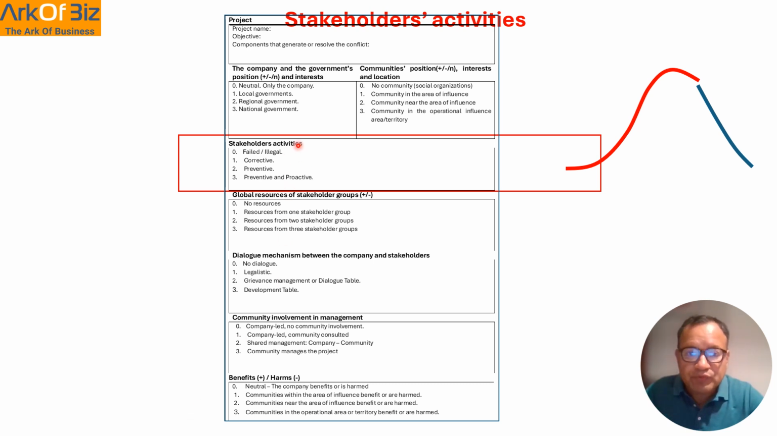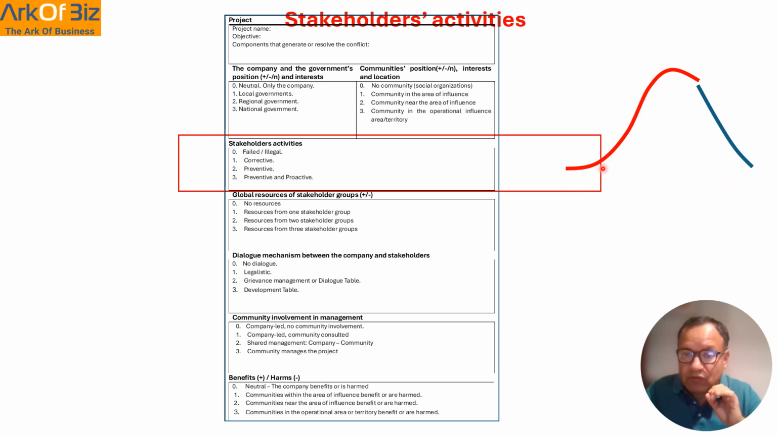Okay, now let's move to the next element, the stakeholders activity. You note that in every social conflict, each stakeholder, the company, the governments, and the communities, are doing some specific activities or behaviors. Sometimes they are doing things wrong, adding more fire to the conflicts, and sometimes they are doing things right, helping to cool things down.